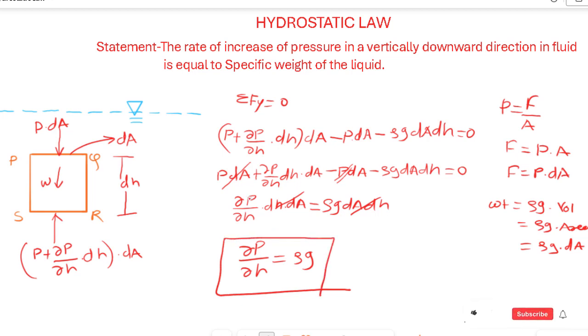Now look at the statement again. The rate of increase of pressure in vertically downward direction, that means with respect to the height of the element, is equal to specific weight of the liquid, that is rho g. So this is our required expression for the hydrostatic law.